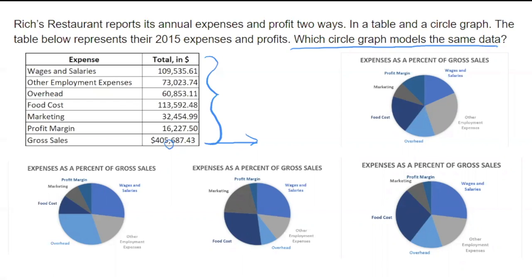No, I don't know. Yeah, you're not going to find gross sales on the circles because gross sales are not a portion. Gross sales are the total. If you're talking about the whole thing, even look at how it says expenses as a percent of gross sales. Gross sales is like the total number. Yeah, that is a vocab word for the math test you need to know. This is not the only instance where it might come up.